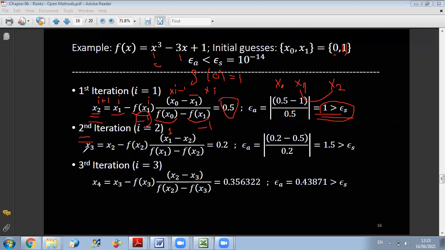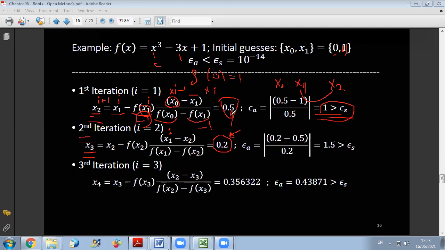I will now find the second estimate of my root, which is x3. So same formula. Now, instead of x1 I put x2, and instead of x0 I put x1. So x3 will be x2 minus f(x2) times (x1 minus x2) over (f(x1) minus f(x2)). If I perform my calculation, I get 0.2. So this will be my updated estimate of the root.